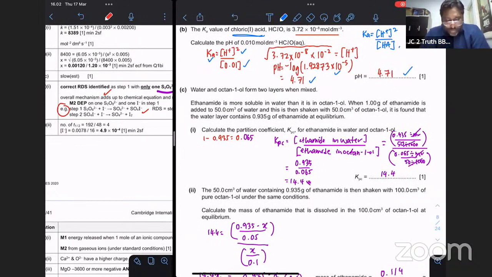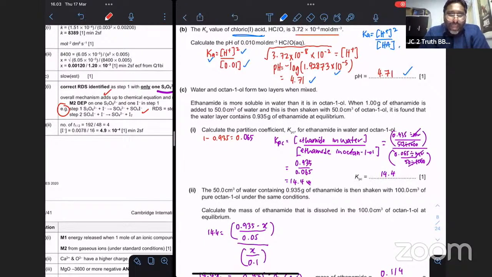Water and octan-1-ol form 2 layers when mixed. Ethanamide is more soluble in water compared to octan-1-ol, which means basically it is soluble in both. When 1 gram of ethanamide is added to water, then shaken with 50 cm3 of octan-1-ol.